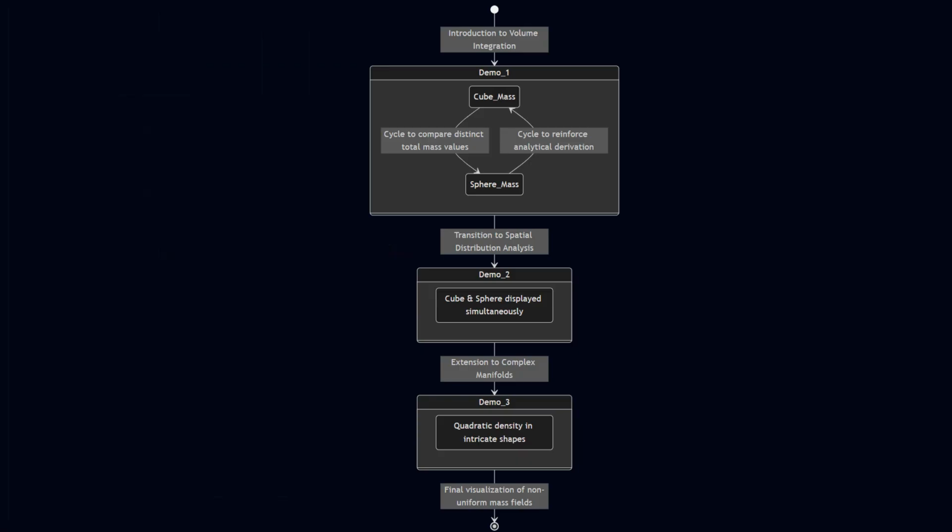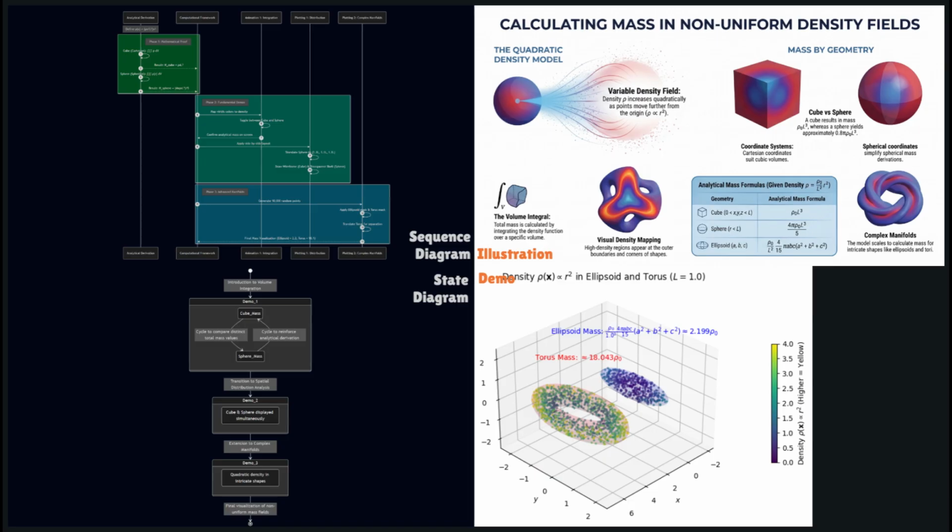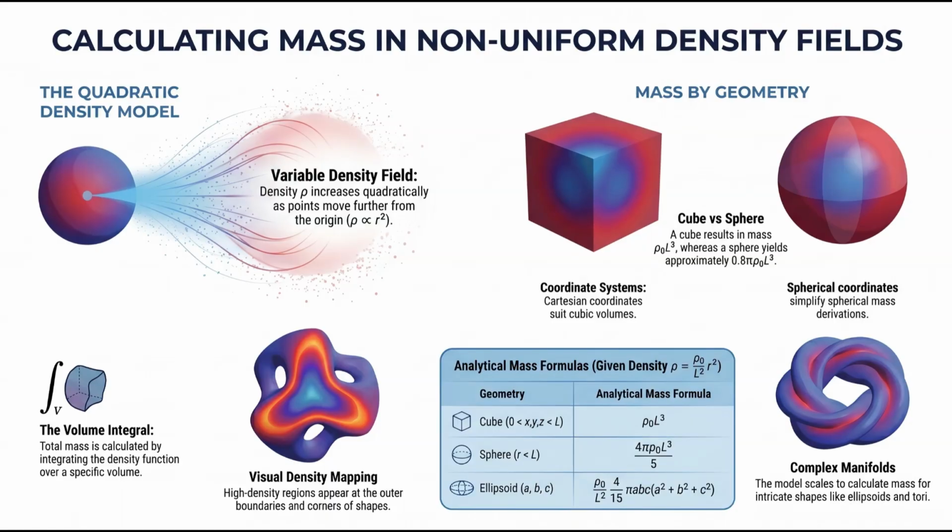Scaling complexity. It tracks the transition from the basic shapes analyzed in the derivation sheet, the cube and sphere, to much more intricate geometries like the torus and ellipsoid.